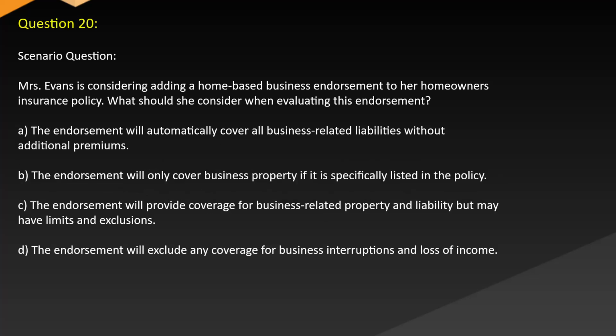Question 20. Scenario question. Mrs. Evans is considering adding a home-based business endorsement to her homeowner's insurance policy. What should she consider when evaluating this endorsement? A. The endorsement will automatically cover all business-related liabilities without additional premiums. B. The endorsement will only cover business property if it is specifically listed in the policy. C. The endorsement will provide coverage for business-related property and liability but may have limits and exclusions. D. The endorsement will exclude any coverage for business interruptions and loss of income.